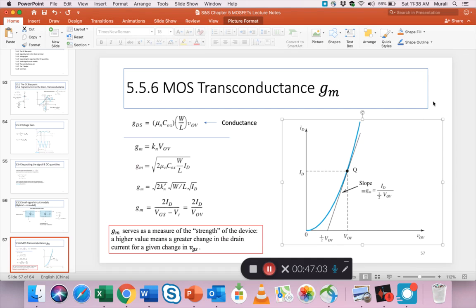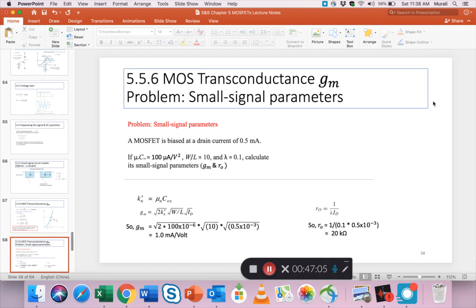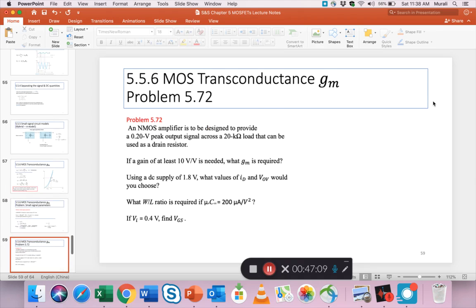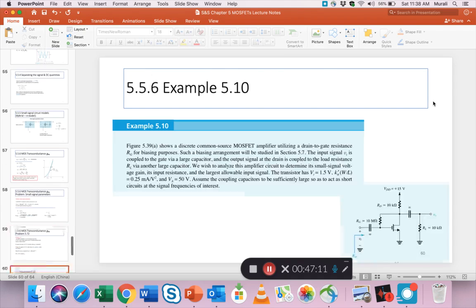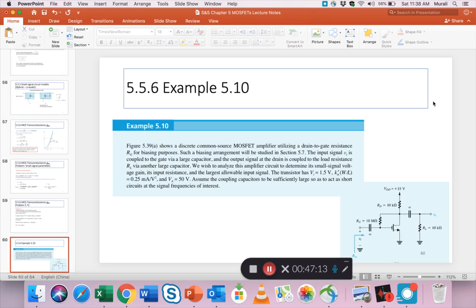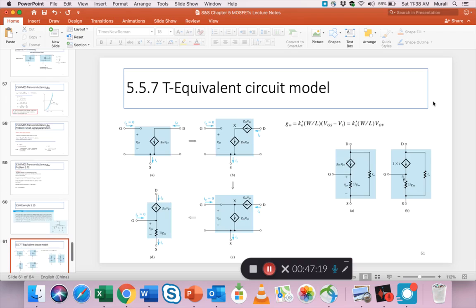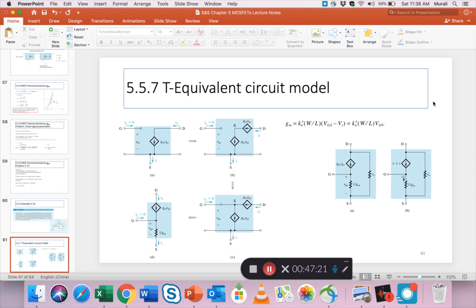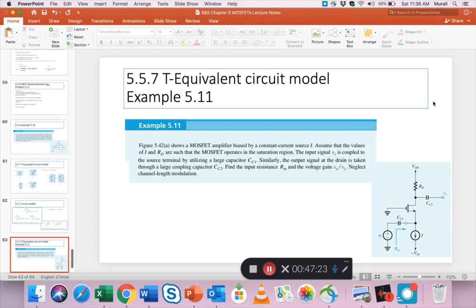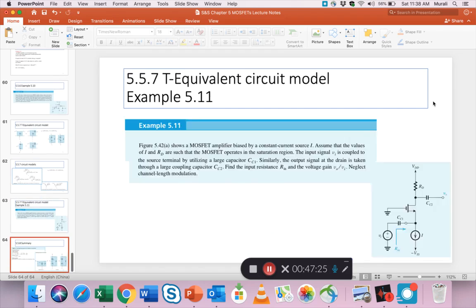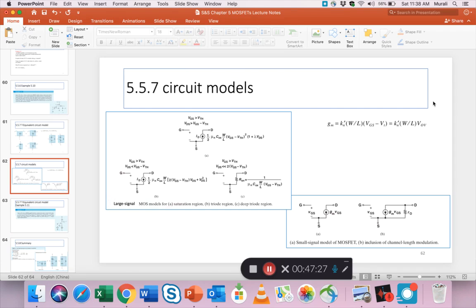Okay, I think we should be finished almost. I have a problem on slide 58. We'll come back to it. Slide 59, a problem, an example. On slide 60, we'll skip that. At the very end, we have a couple more slides on the models, and then we are done. Okay, so give me 2 minutes.